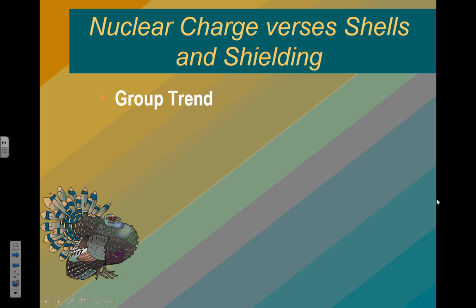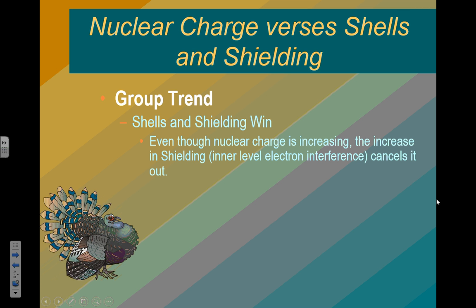Now, with a group trend, like I said, it's a different situation because now nuclear strength is increasing and shells and shielding are increasing as well. But what you need to understand is effectively the shells and shielding are going to win here. Now, why? Well, you need to understand a very specific series of reasoning here. Even though our nuclear charge is increasing, there's also an increase in the shielding. And remember that shielding is the inner level electron repulsions interfering with the nucleus' ability to hold on to things. So what really happens is those two things cancel each other out.